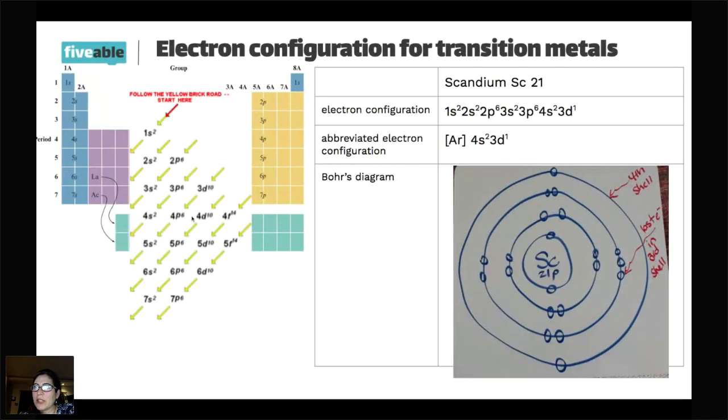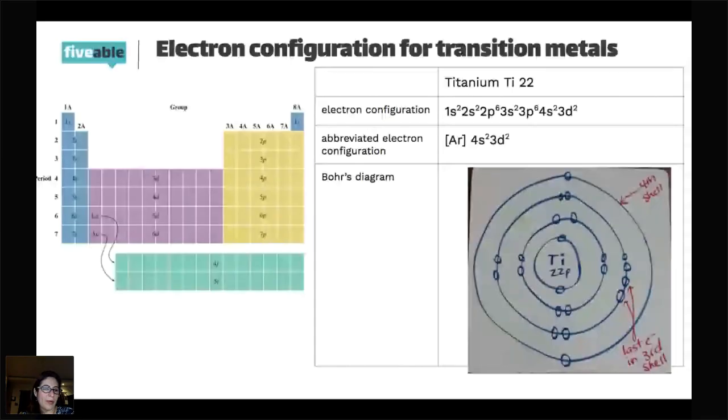Okay, so the answer is 32 electrons on the fourth shell, 18 on the third one, 32 on the fourth one, 32 again on the fifth one, 18 again on the sixth one, and 8 on the seventh shell. Okay, let's move on. So if we do the electron configuration abbreviated in Bohr's diagram for the next transition element, which location would be right here, this is what we will get.